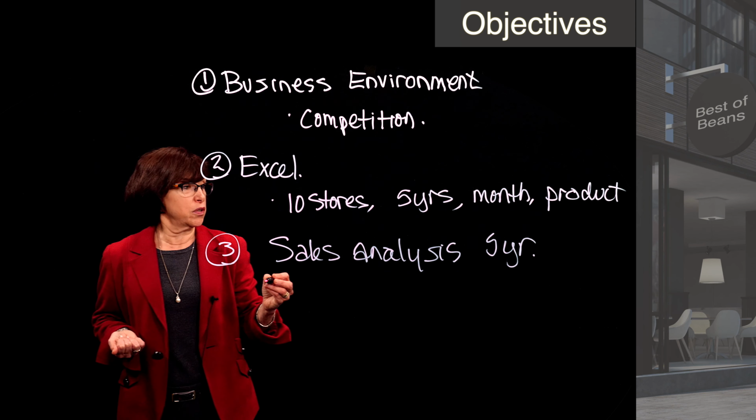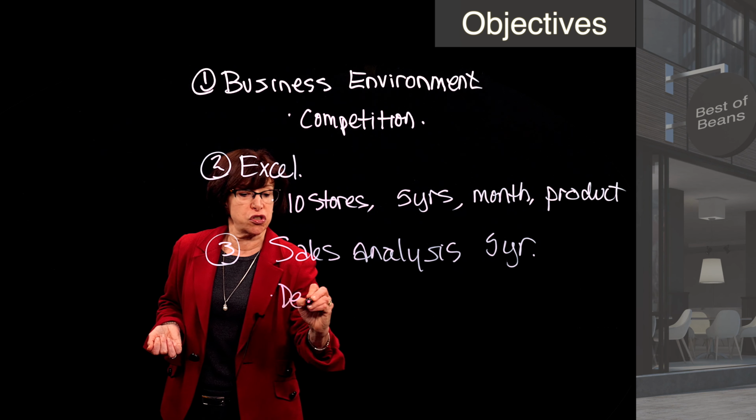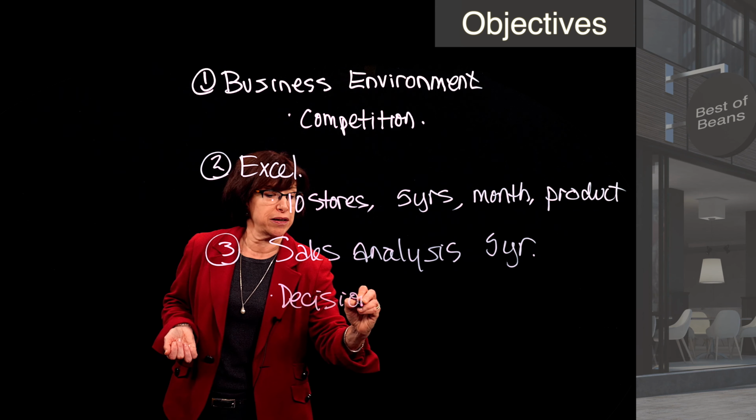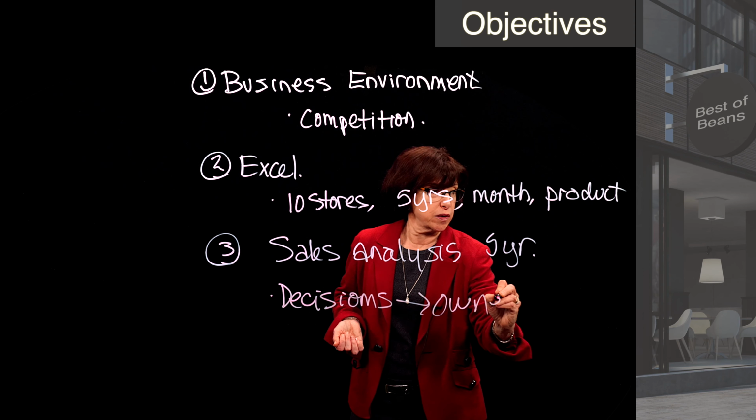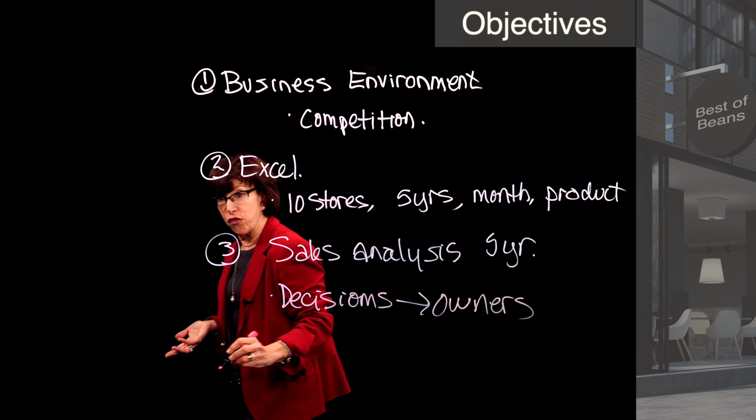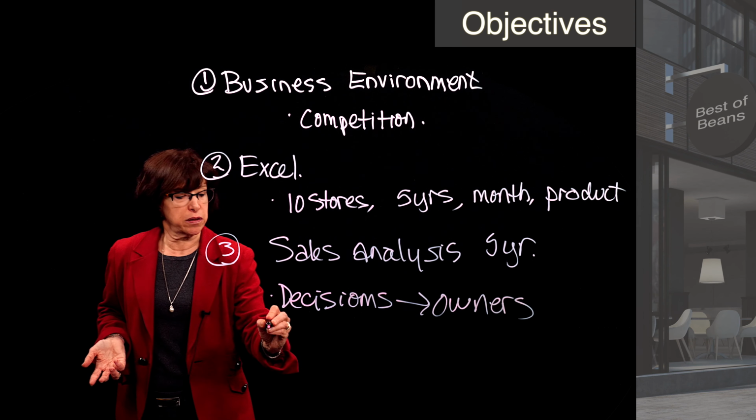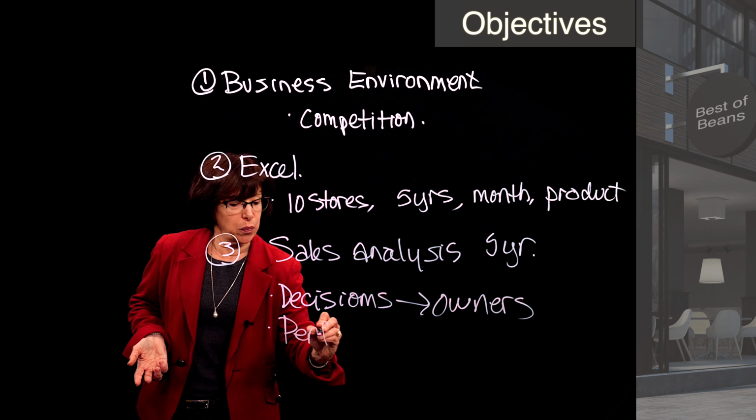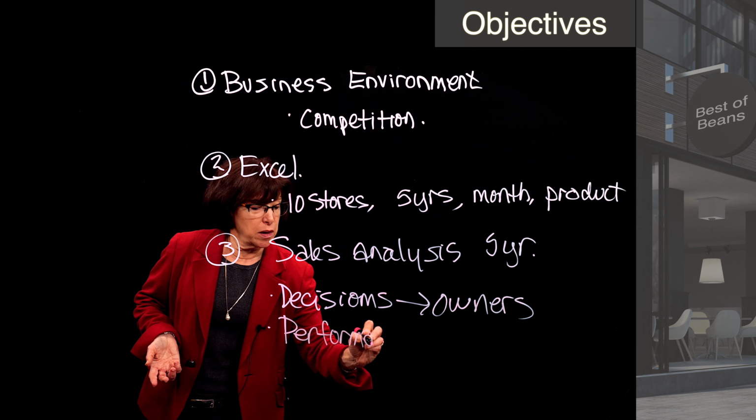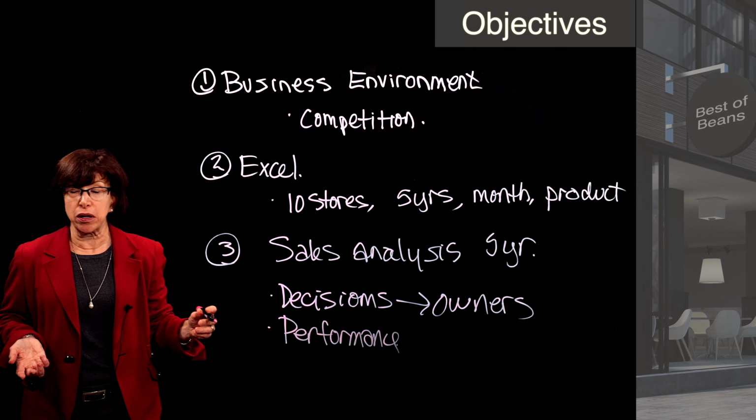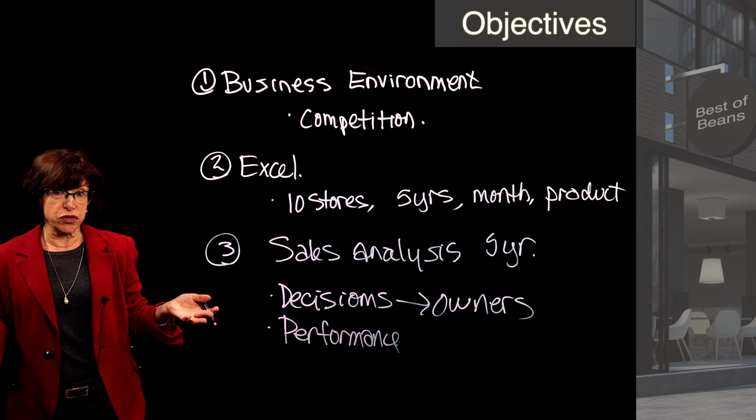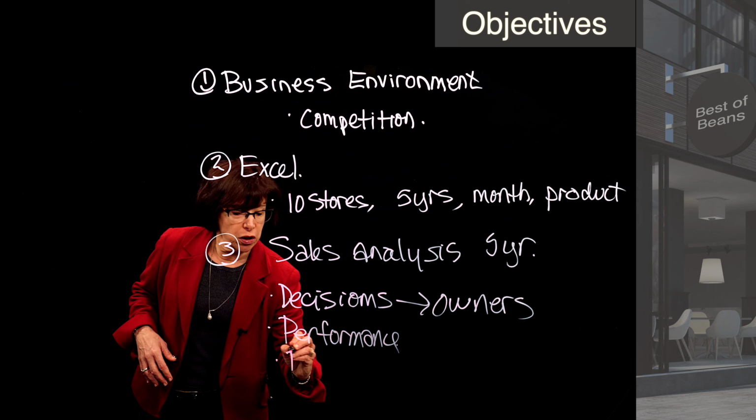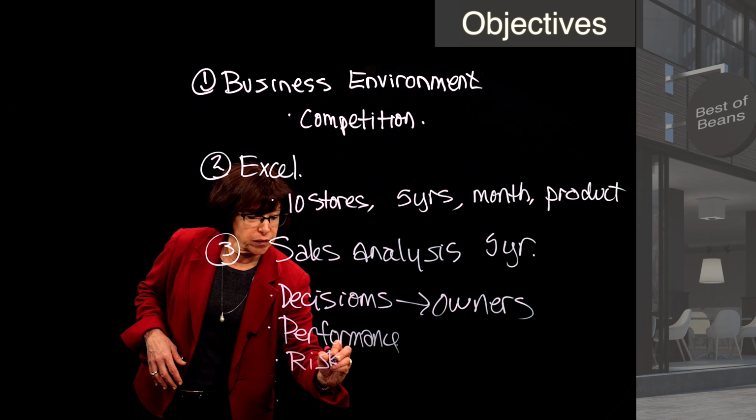Okay, we're going to also use this to give decisions to start making back to the owners about performance and about risk. So all along the way, we want to think about how are the stores performing relative to one another and relative to some targets that the owners have set. And I want you to also keep thinking about risks.